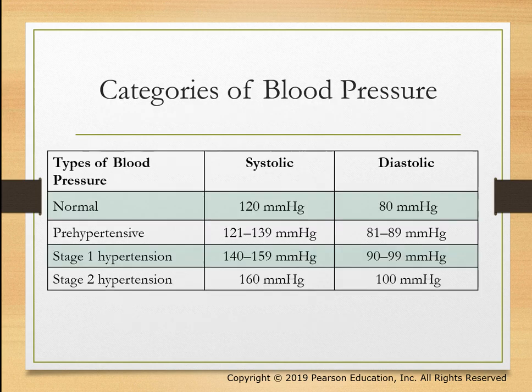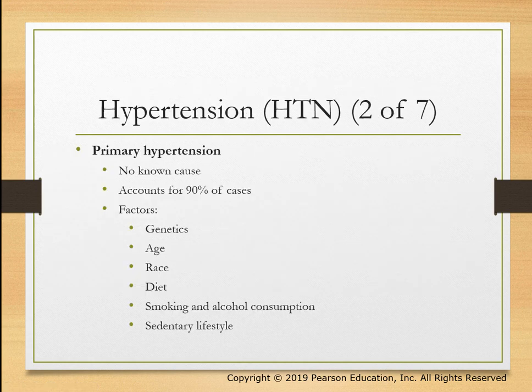If we look at the categories of blood pressure here, you can see normal, right? 120 over 80. Pre-hypertension, 121 to 139 over 81 to 89, and so on. So stage 1 hypertension and stage 2 hypertension. You should be familiar with this. You should know around what normal blood pressure is and what it is if you're in stage 1 hypertension or stage 2. Okay, so for primary hypertension, basically no known cause.